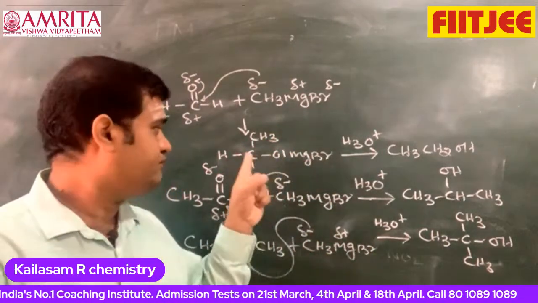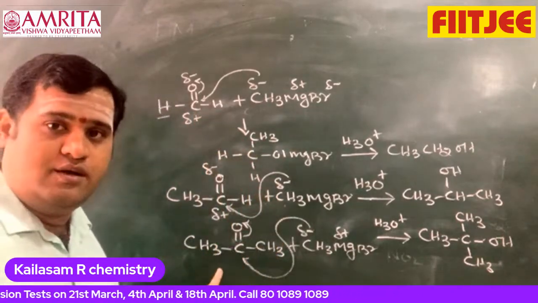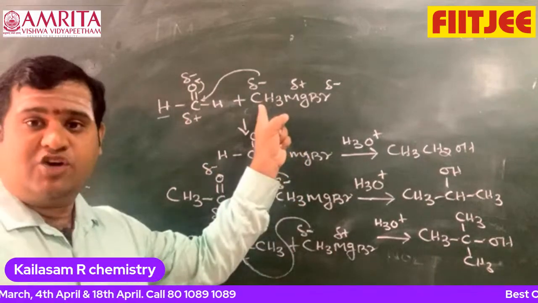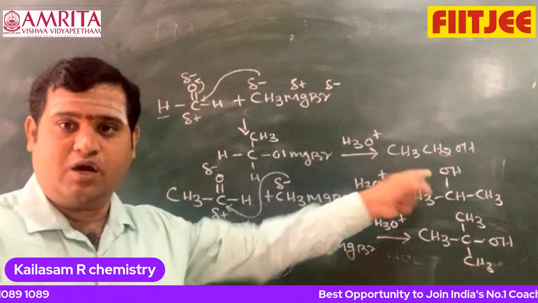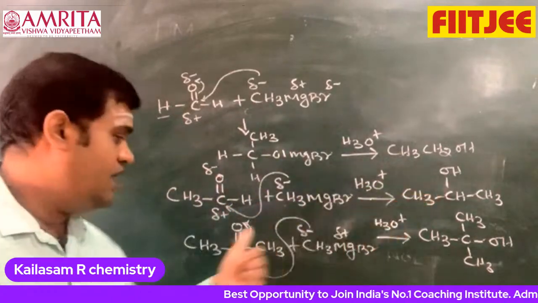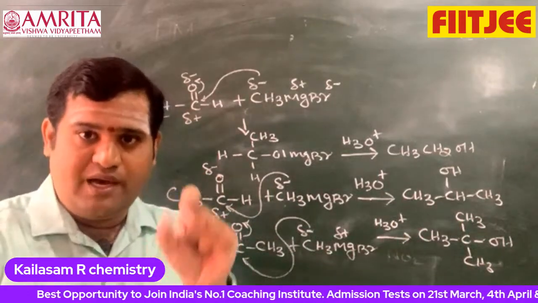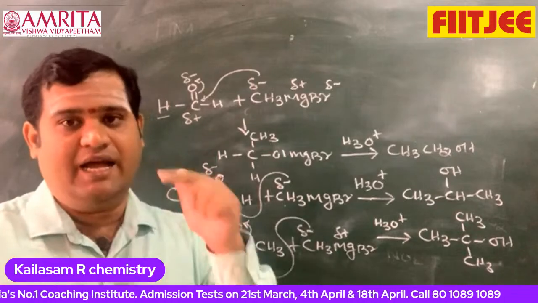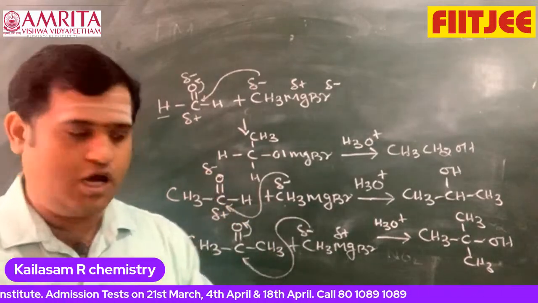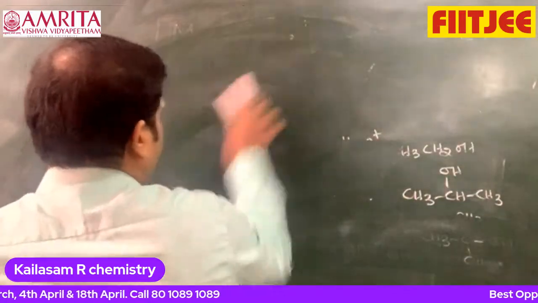What will one use? Formaldehyde, acetaldehyde, acetone. When I use the Grignard reagent methyl magnesium bromide, formaldehyde ends up with primary alcohol, acetaldehyde with secondary alcohol, acetone with tertiary alcohol. Even if you use an ester with excess Grignard reagent, you end up with tertiary alcohol. Look at the example.